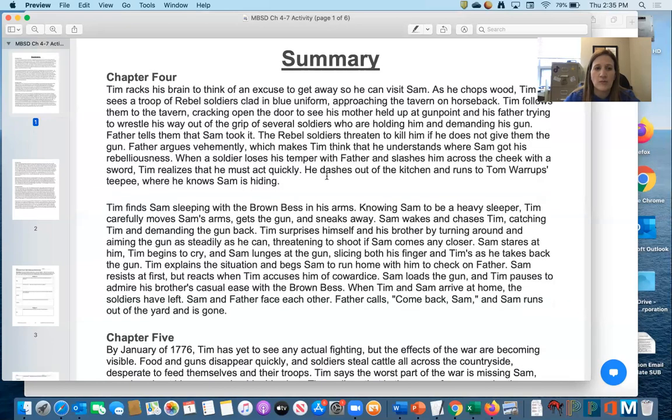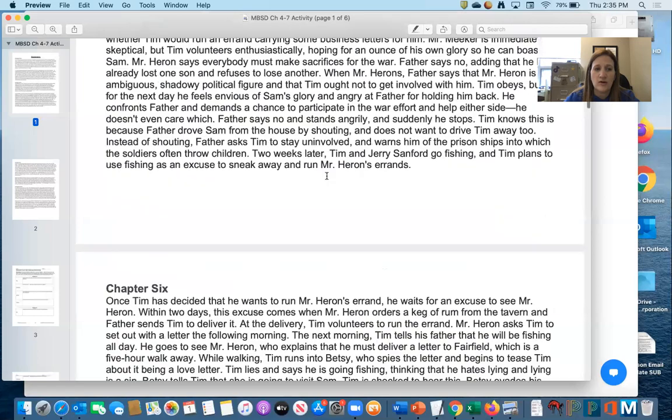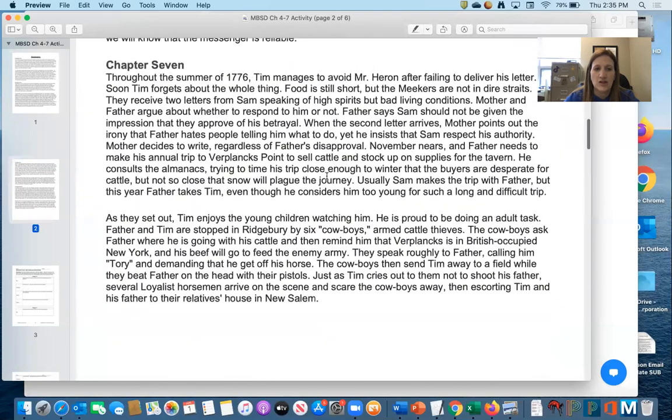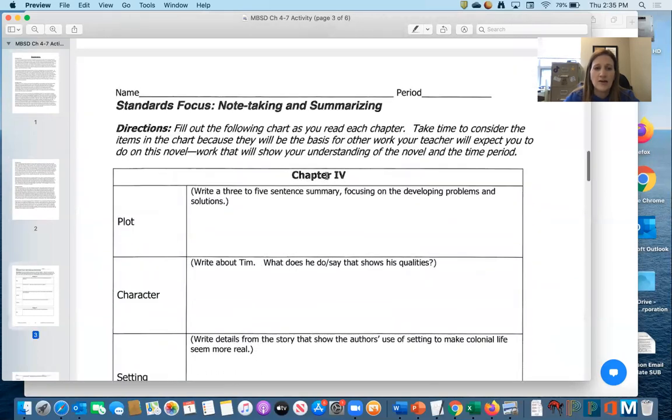Okay. So I have a chapter 4 summary, a chapter 5 summary, a chapter 6 summary, and a chapter 7 summary. Down here it says, fill out the following chart as you read each chapter. Like I said, we're not going to do it as we read. Take time to consider the items in the chart because they will be the basis for other work your teacher will have you do, which is not actually true. This is going to be the last assignment like this, so don't worry about using it in the future, okay?